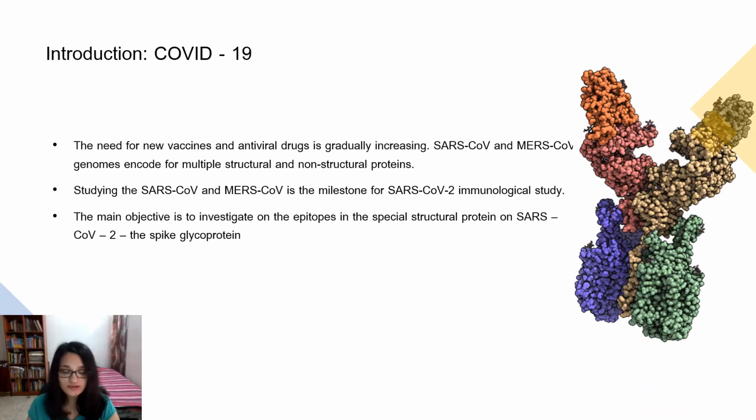Now, like SARS-CoV and MERS-CoV, the recent SARS-CoV-2 belongs to the Betacoronavirus genus. Hence, we know that studying the SARS-CoV and MERS-CoV could be a milestone for SARS-CoV-2 immunological study. In our study, we have focused particularly on the epitopes in the structural protein due to their dominant and long-lasting immune response that was previously reported against the SARS-CoV.